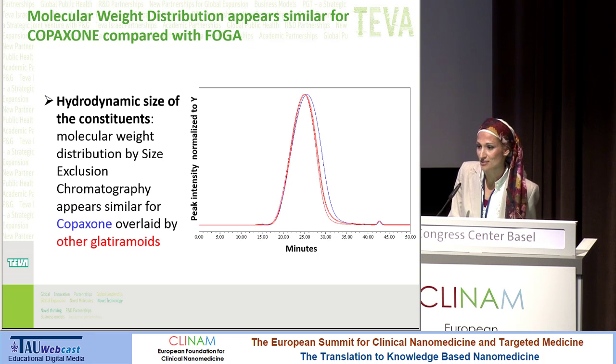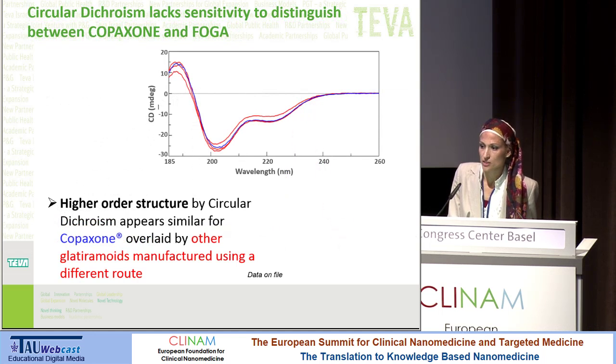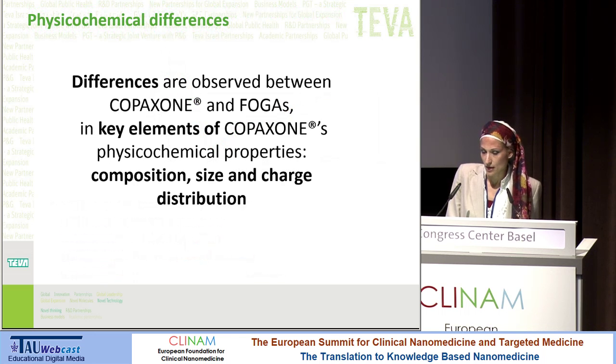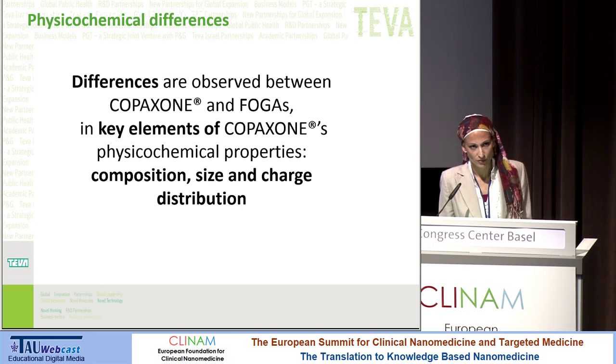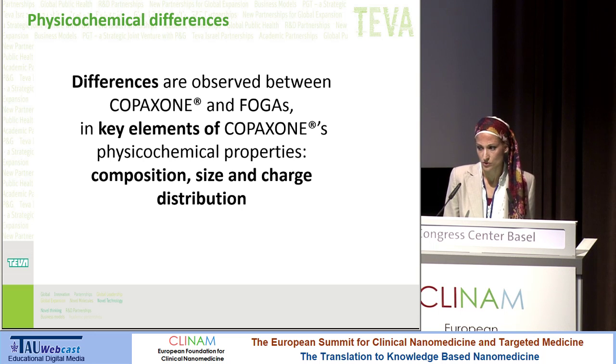So just two quick examples for methodologies that show similarities. Here is size exclusion chromatography, and in all my slides you'll see Copaxone in blue, and all the various Glatiramoids I mentioned earlier, differently manufactured, are in red. And you can see profiles seem quite similar. That is also true for circular dichroism. Now I will show you one example. We have multiple other methods that show a very similar result to this one, but I'm going to show only this one for the shortage of time. We have published and submitted this information previously.